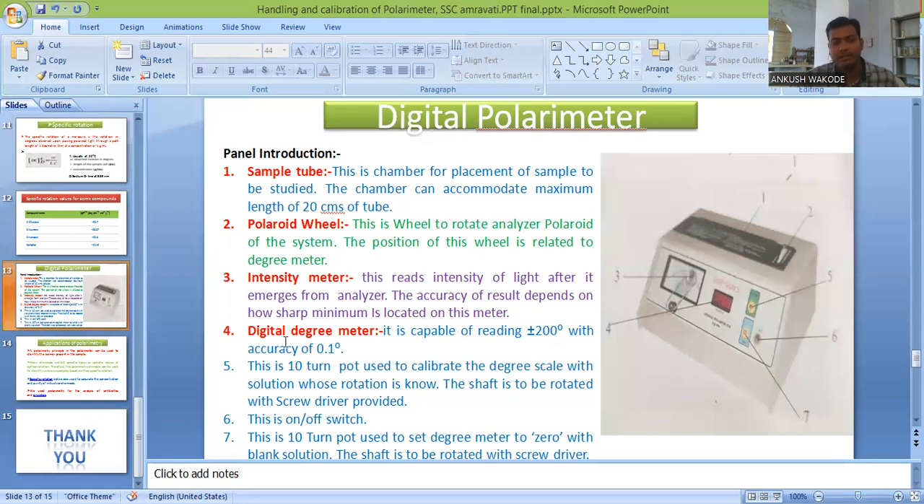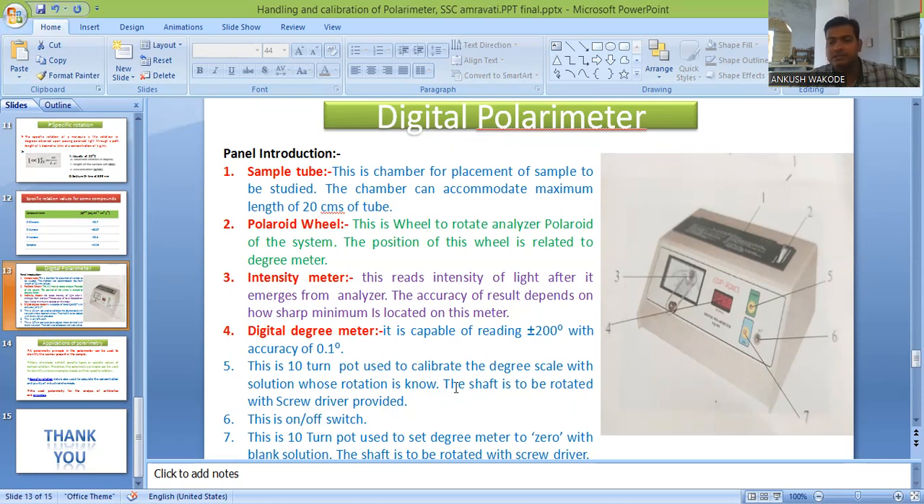The next panel is the degree meter, also called the digital degree meter, and it is capable of reading from plus minus 20 degrees to plus minus 200 degrees, with an accuracy of 0.1 degree. Number five is a shaft, a 10-turn pot used to calibrate the degree scale with a solution whose rotation is known. Means if you have a known solution, then you can use this calibration to adjust or calibrate this instrument. And this shaft is to be rotated with the screwdriver provided.